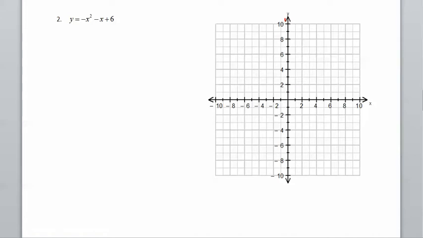All right, cool. I've had a request for one of the problems that has a negative leading coefficient. So here you go, I'll work through one. Ask and ye shall receive.